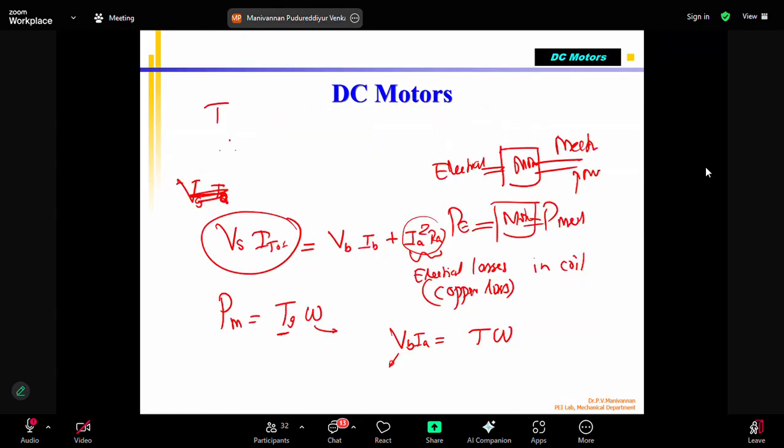I will stop here. Tomorrow we will see the series motor and shunt motor characteristics, and then the compound motor. After that, we'll go to AC motors, the induction motor and the synchronous motor, which is used in electric vehicles.